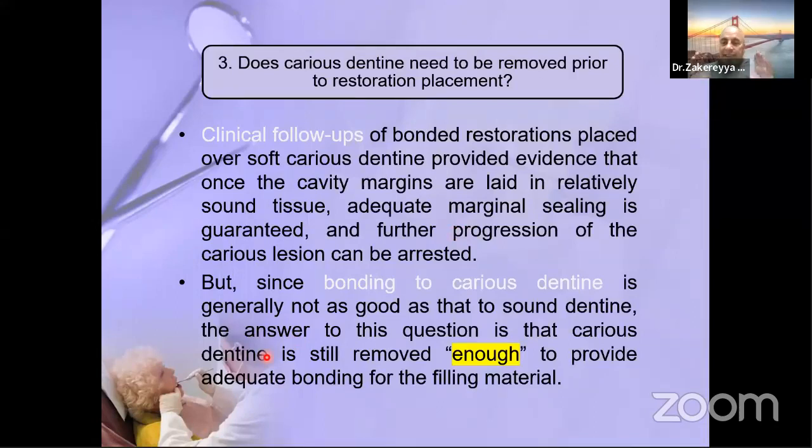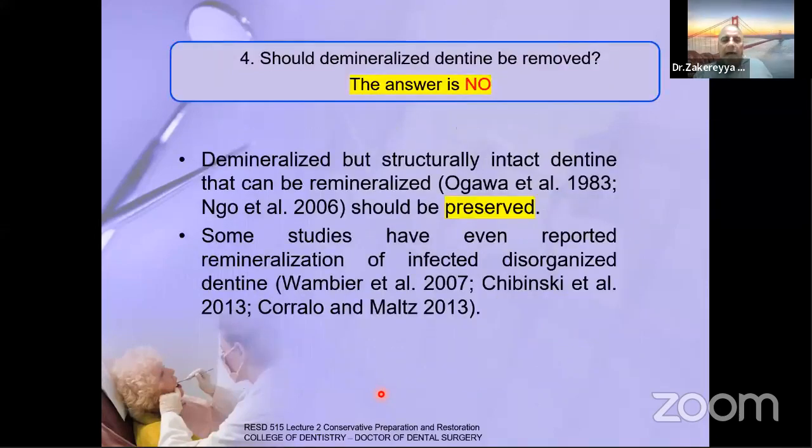But since bonding to caries dentin is generally not as good as to sound dentin, the answer to the question is yes, we should remove caries dentin from the periphery, from the walls, right? And that is only enough caries removed to provide adequate bonding for the filling material. That is evidence-based dentistry.